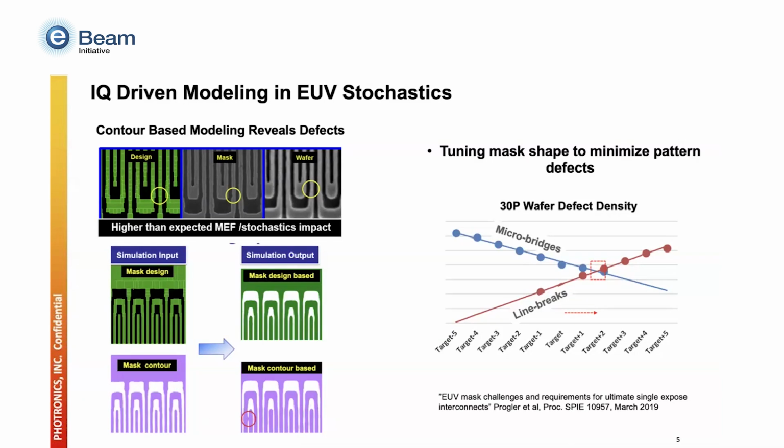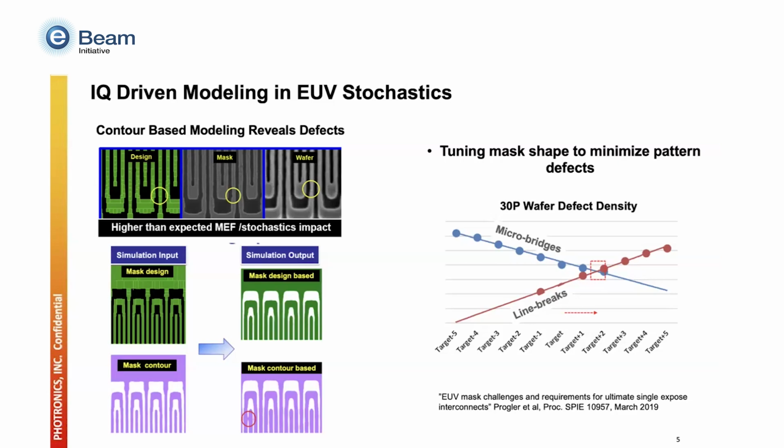Once we knew that, and once we could build a model around it, we were able to generate ideal targets that allowed us to find a set point for micro bridges and line breaks that allowed us to produce good yield. So once again, it's an example where capturing the real image quality or the contours and 2D structures of the mask, although the effects are subtle, they turn out to be quite important in the patterning effects.